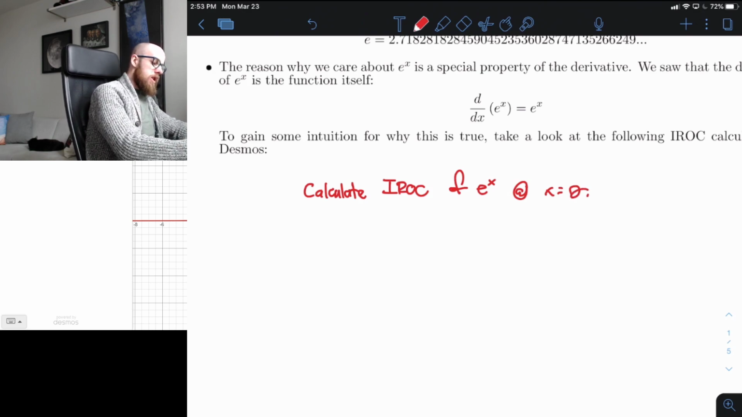So for that, we can use our difference quotient, right? So the limit as h approaches 0 of f at 2 plus h minus f at 2.